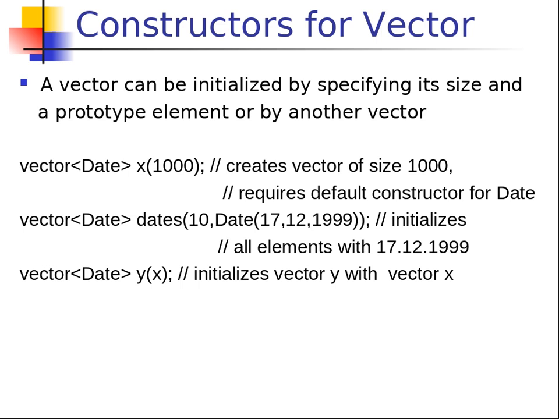All right, so constructors for vector. Notice that we're templating. Right now I'm only templating on integers. You can template on whatever you want. Hopefully this is pretty burned into your mind, since pretty much every lab is using templates. So if you just pass it an integer, it creates a vector of that size. If you give it a number and then the data type, it'll initialize all elements to that value. So for example, if you have 10 dates, you can tell them all to be December 17th, 1999.